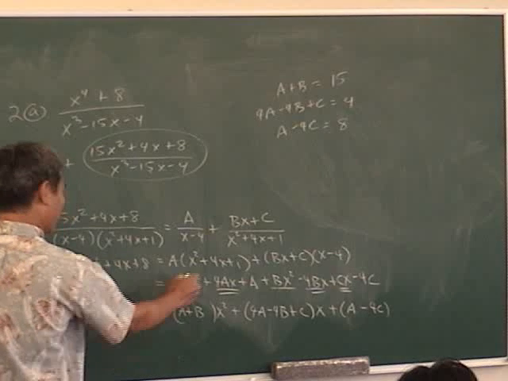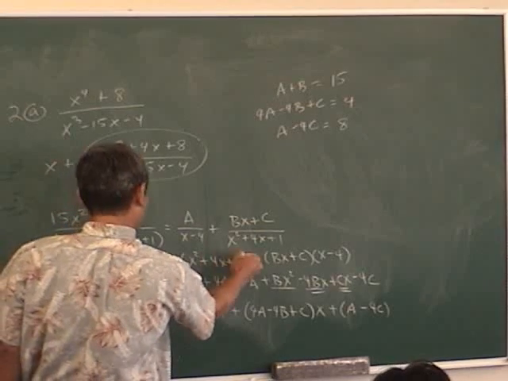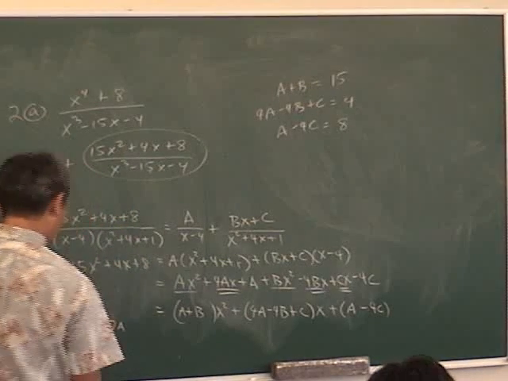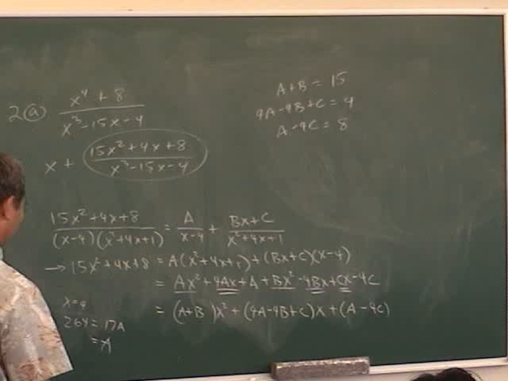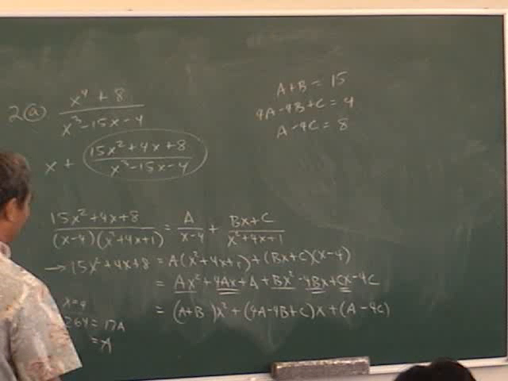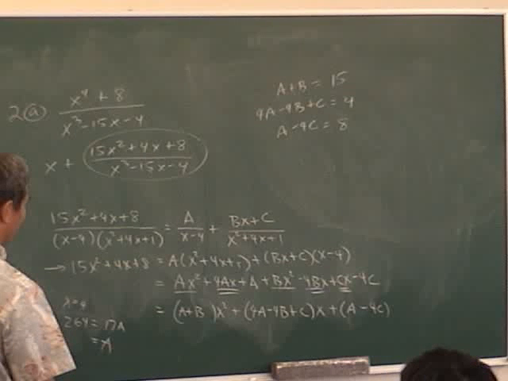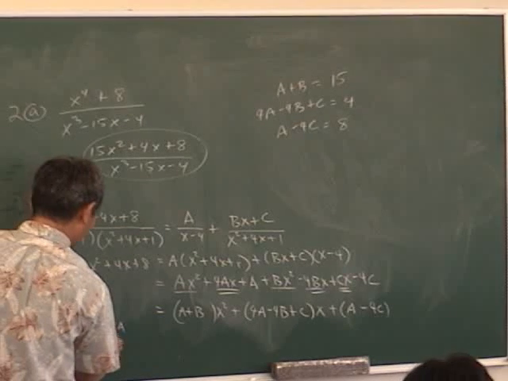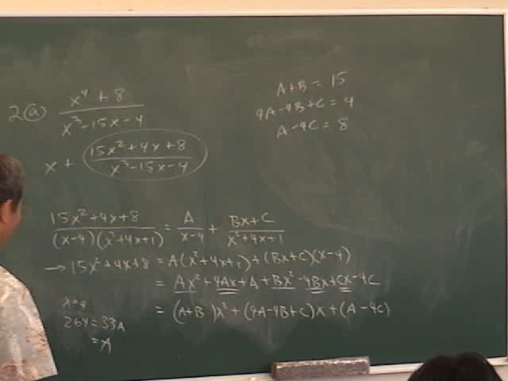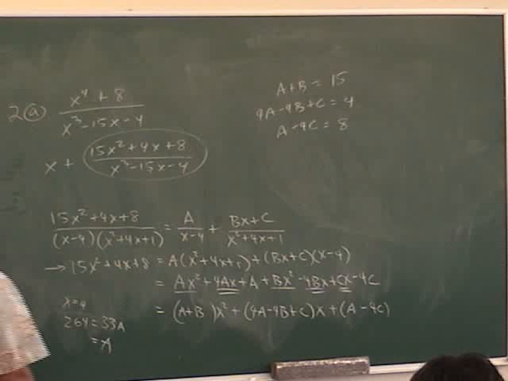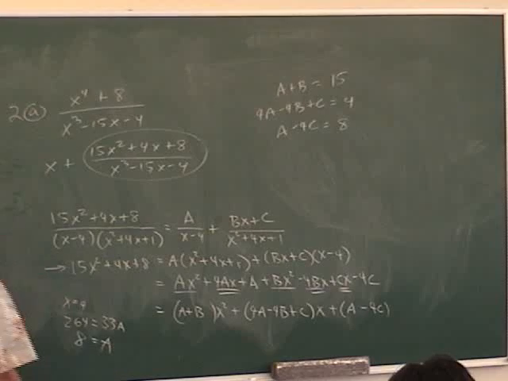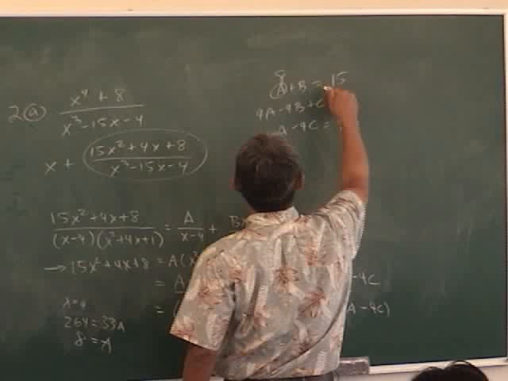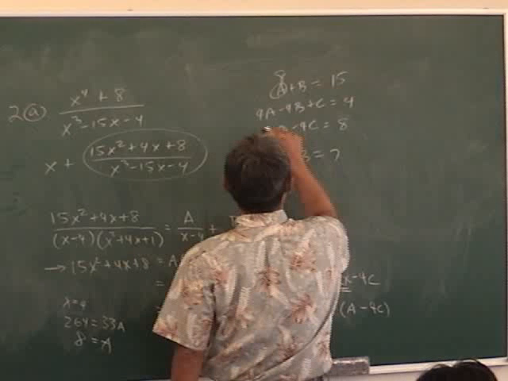264 equals, if you plug in 4 here, you get 16 plus 16 plus 1, that's 33a plus 0. So if you divide by 33, a equals? 33 goes into 264 8 times. So A is 8. Now, once you have A is 8, just go back up here. If A is 8, what is B? B has to be 7. And if A is 8, C has to be 0.